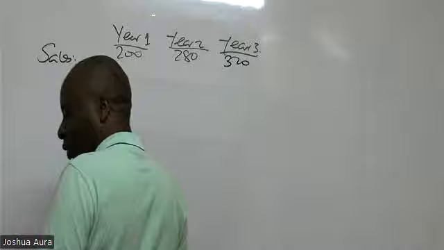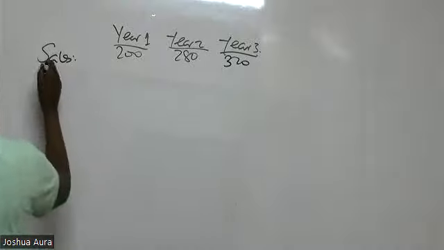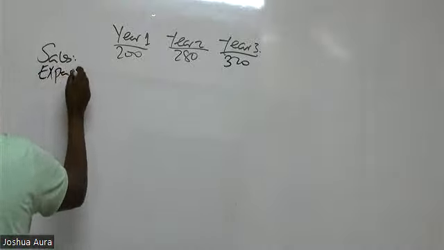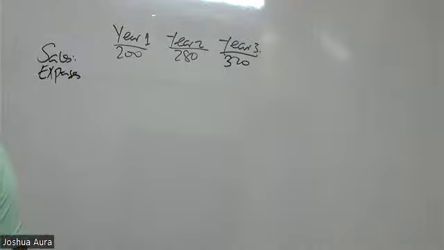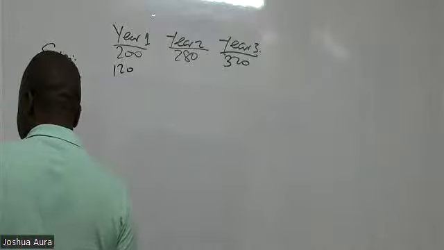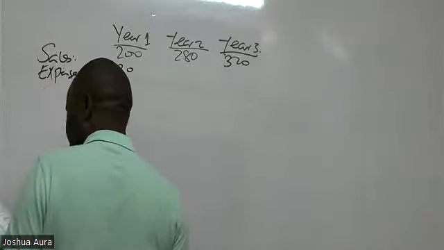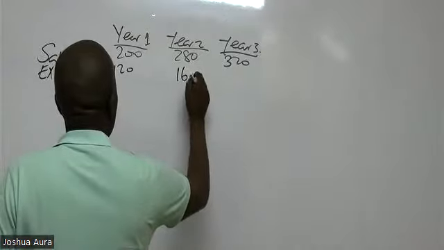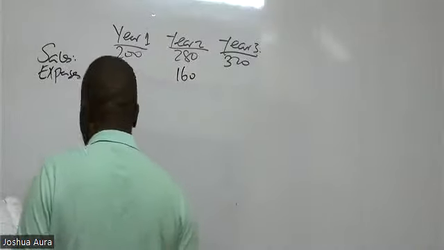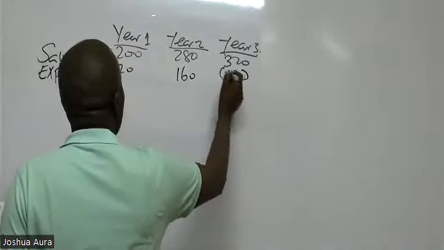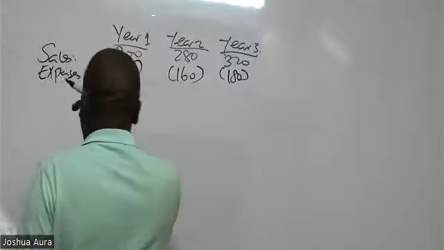From there, I can see expenses. Expenses, I can see 120, I can see 160, my figures are in millions, I can see 180. Expenses are to be deducted like that.